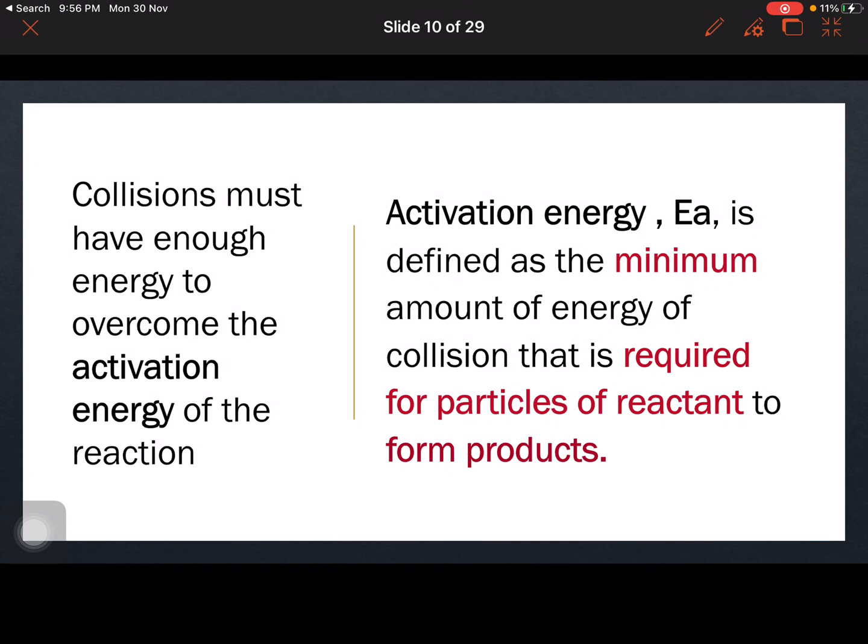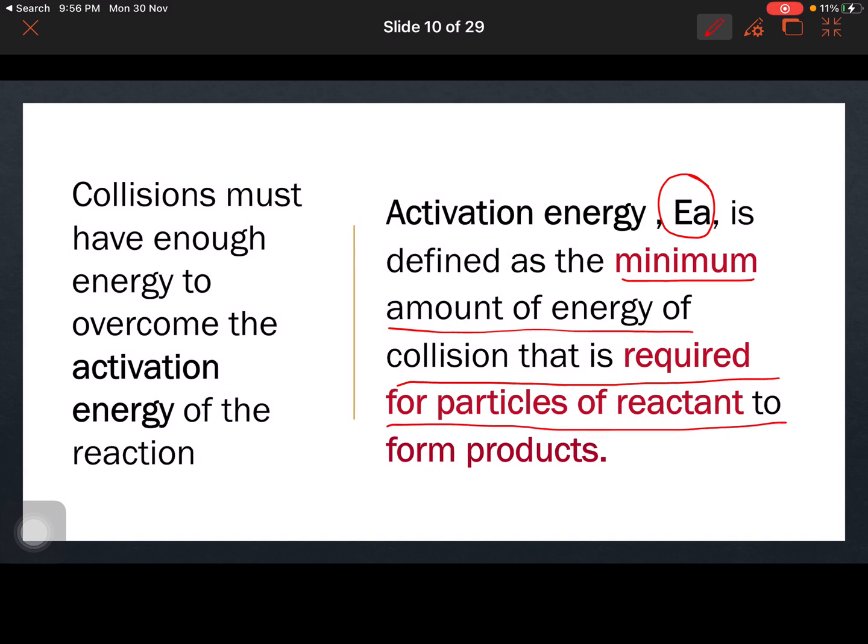Okay, activation energy ini atau simbol yang digunakan ialah Ea is defined as the minimum amount of energy of collision that is required for particles of reactant to form products. Okay, in other words, activation energy is required to start a reaction. Okay, it's like an energy barrier that needs to be overcome before a reaction can take place. Maksudnya, kena melepasi activation energy tu, barulah chemical reaction tu boleh berlaku.